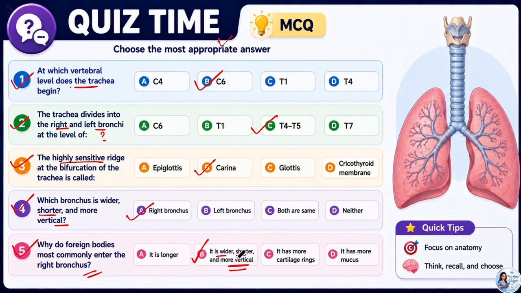Great job to everyone if you have got 4 or 5 correct. Your concepts are really strong. If you missed a few, quickly revise the carina and the right versus left bronchus difference once more.